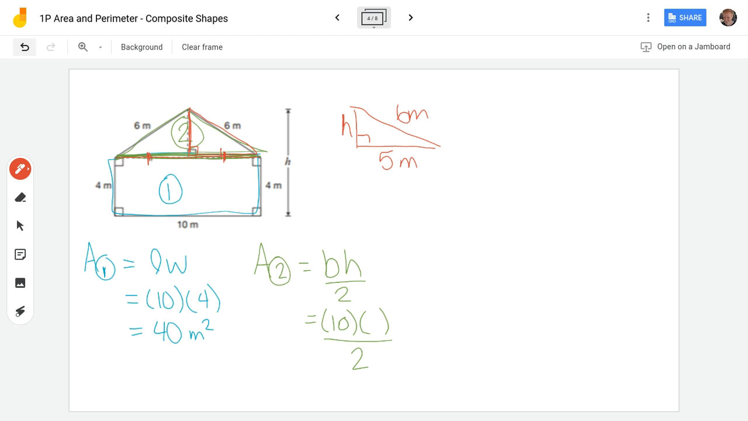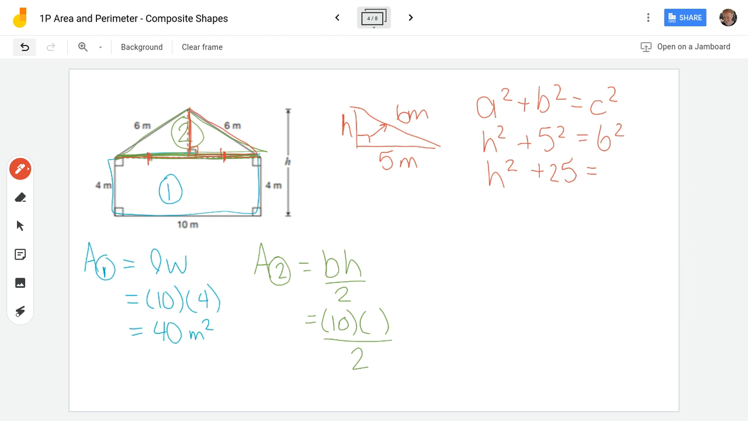So I have a right triangle, which means I can use the Pythagorean theorem to solve this to get the height. Now remember, c squared is always the hypotenuse across from that right angle. So the 6 goes where c is, and then a and b don't matter. So I'm just going to put h in for a and 5 in for b. And then I'm going to start simplifying and solving.